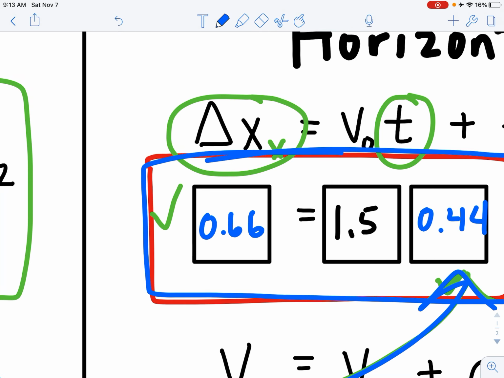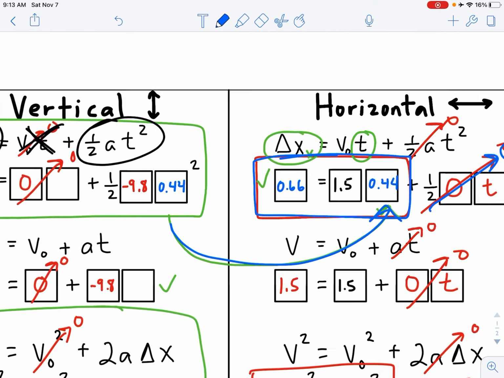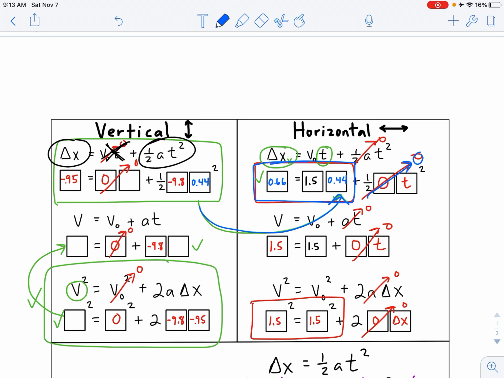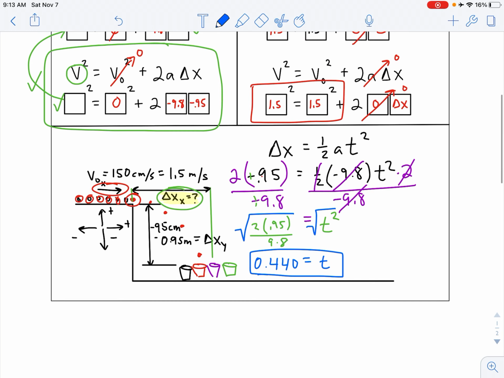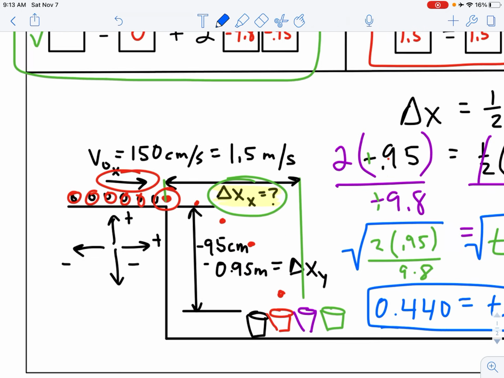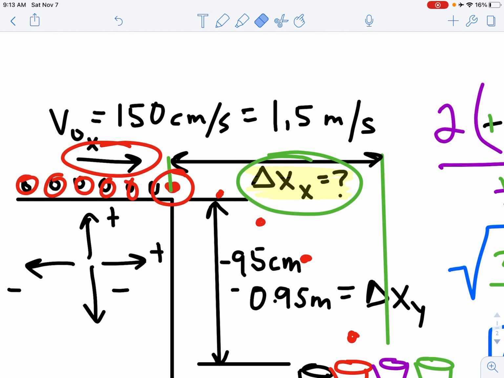0.66. Now, we were using our standard units of meters, seconds, so I know it's 0.66 meters. That's how far it's going to travel horizontally. So I just solved for delta x. So right here, I can replace it with 0.66 meters, which is 66 centimeters. And then I would measure from the edge of the table, and that's the cup it's going to land in.